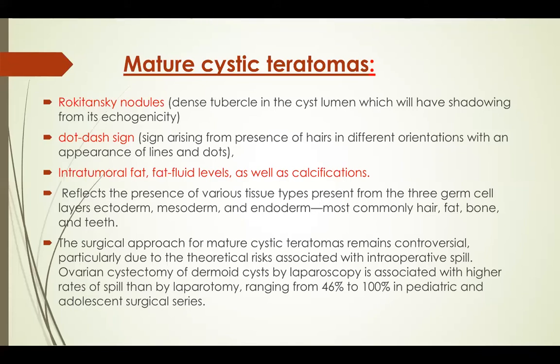Surgical approach for mature cystic teratomas is controversial. There is a theoretical risk of rupture and intraoperative spill, which can cause chemical peritonitis. Ovarian cystectomy by laparoscopy has a higher rate of spillage, but this does not mean that we don't go for laparoscopy. Sometimes it is easy. Even if there is some spillage, we can do good washing, and sometimes we cover them with empiric antibiotic and it is okay. But we go for the minimally invasive way and we do cystectomy.